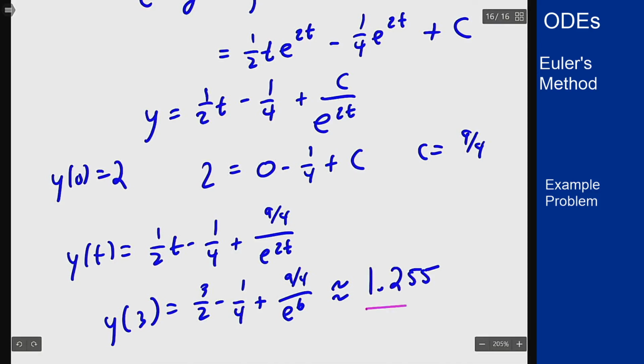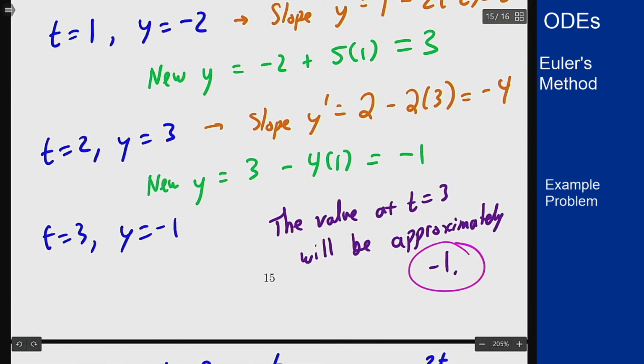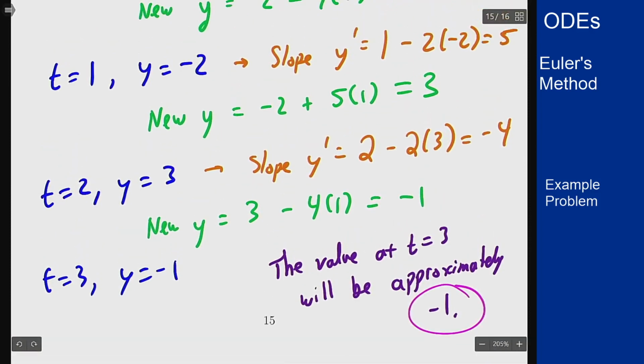So we're not very close, right? This value is fairly different from the -1 we got up here. That's because of the large steps. If we take a smaller step size, we'll get something that's more accurate to the solution when we use Euler's method.